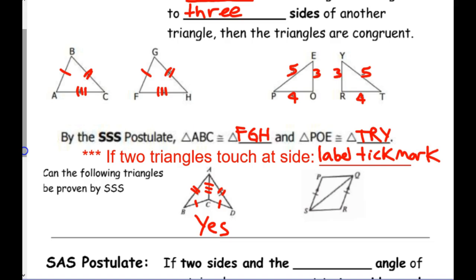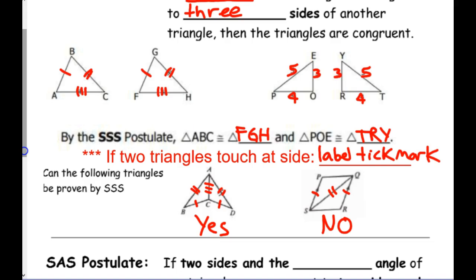So are these touching? So I'm going to label where they touch with 2 tick marks. Okay? And I see there's also 1 tick mark on each side, but the other sides are not labeled. Since they're not labeled, I don't know if they're the same. So since I don't know, can I use SSS? No. I don't have that 3rd side labeled. You can't just randomly put marks on there. You can only put marks if they're touching together.